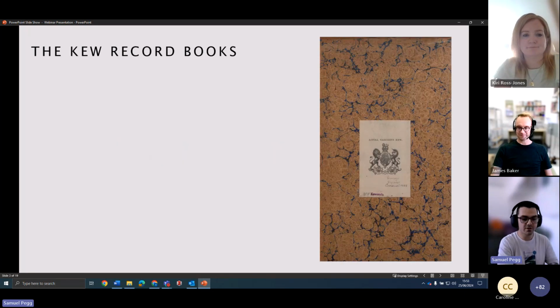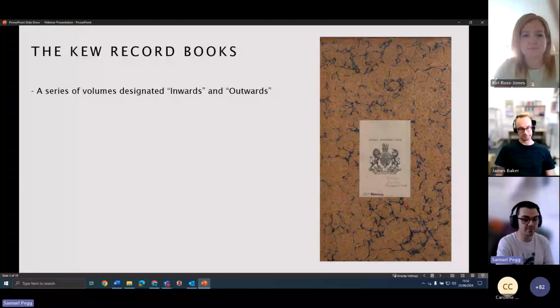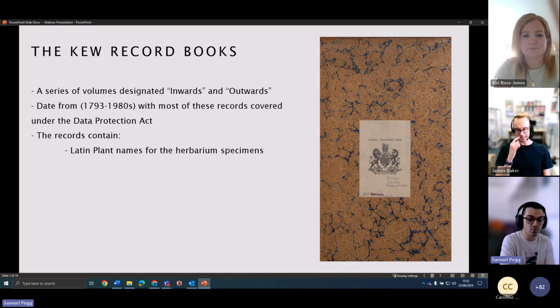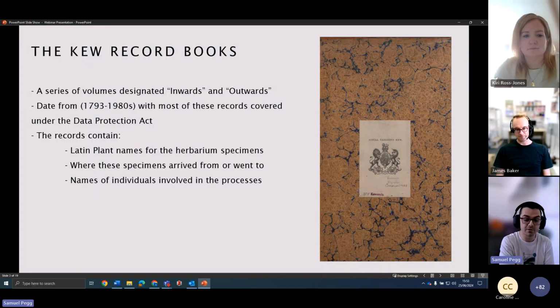So moving on. The Kew record books, Kiri spoke brilliantly about these already, so I'm going to try and whiz through this. The work I was doing was on the Kew record books, and I was looking at ways in which we can speed up this transcription process of the records, and whether an alternative was viable to manual transcription. The Kew record books are a series of volumes that document herbarium specimens that arrived at Kew, designated inwards, or were sent around the world from Kew, designated outwards. The record books date from 1739 to around 1980s and are made up of recorded Latin plant names for herbarium specimens, where these specimens arrived from or went to, names of people involved with these specimens, along with other details that Kew staff at the time believed were pertinent to these volumes.